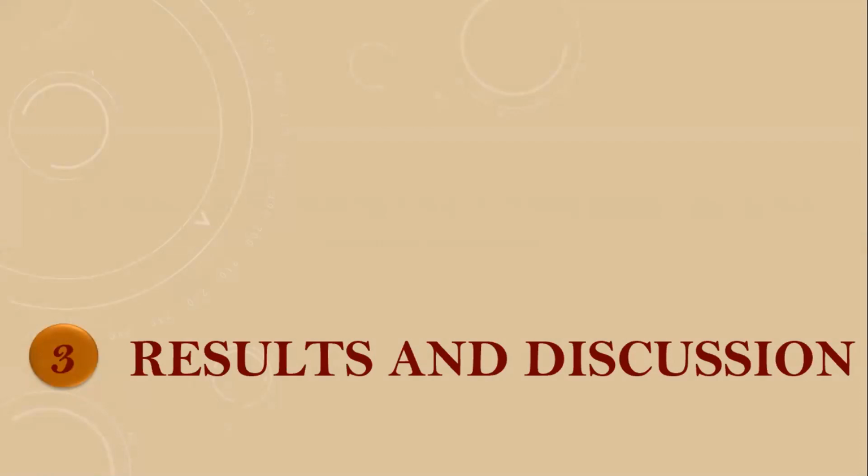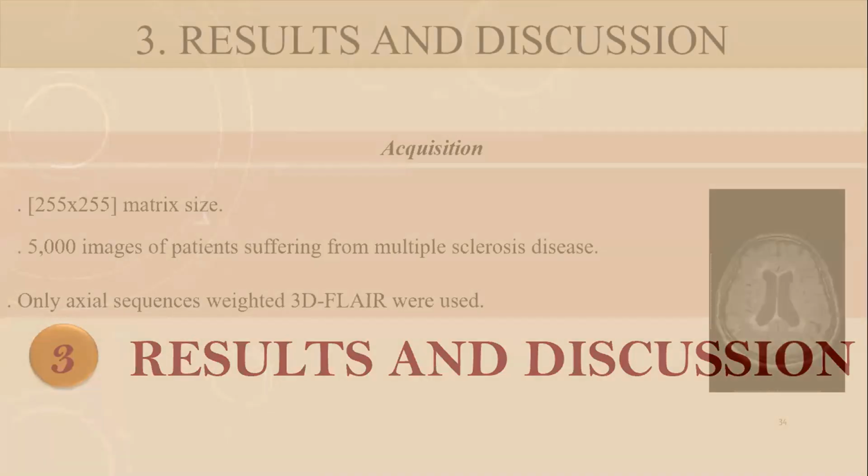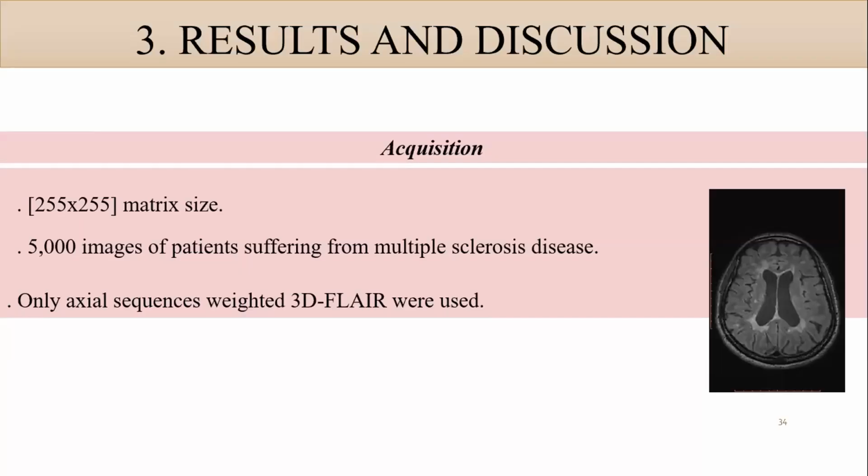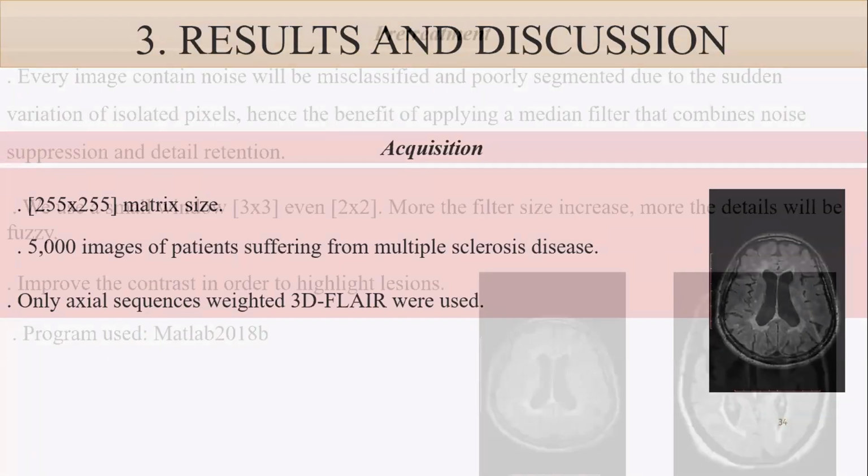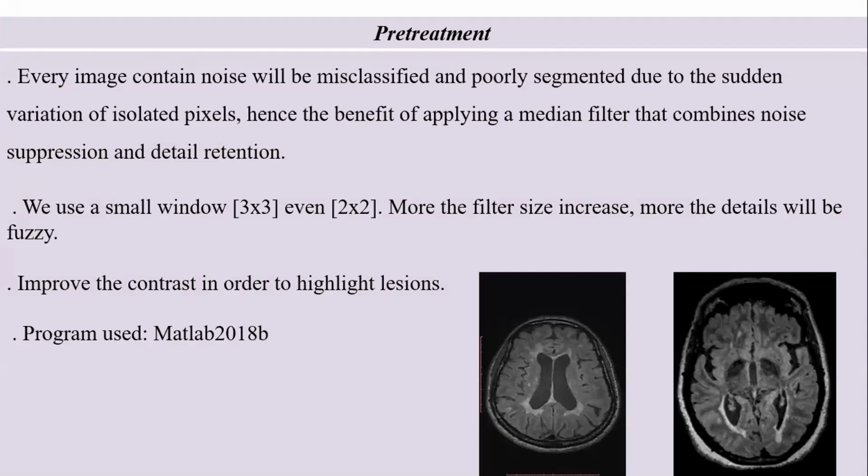We present now our results. For the acquisition, we have decreased the image size to a 255 by 255 matrix, with 5,000 images of patients suffering from multiple sclerosis disease acquired from the National Institute of Neurology, but only the axial sequence, weighted 3D. The program was written using MATLAB.